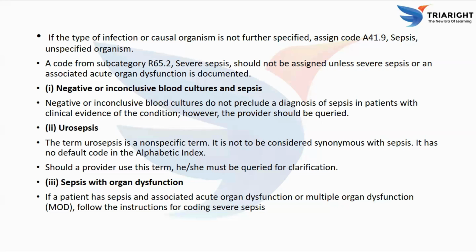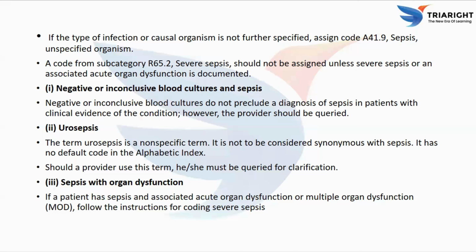So the next guideline is negative or inconclusive blood cultures and sepsis. Negative or inconclusive blood cultures do not rule out sepsis. If clinical evidence is present, the provider may still document it. Sepsis is a clinical diagnosis, so it is not just based upon the blood culture. A patient may have fever, hypotension, elevated lactate, tachycardia, and organ failure. All of this can meet sepsis criteria even with negative cultures.